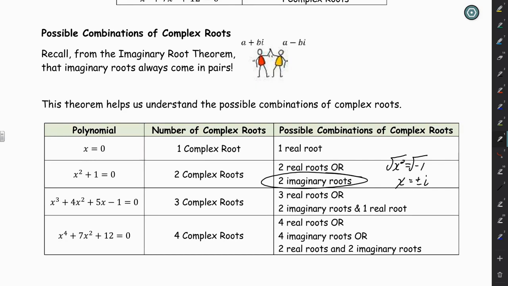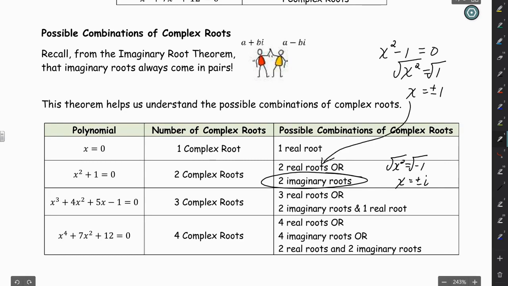If I change that problem, let's say I made this x squared minus 1 equals 0. Then I would have x squared equals 1, take the square root of both sides, and I get x equals plus or minus 1. So you see what I'm saying? In that example, I have 2 real roots. It's just giving us an idea of what to expect as we're going about solving polynomials.